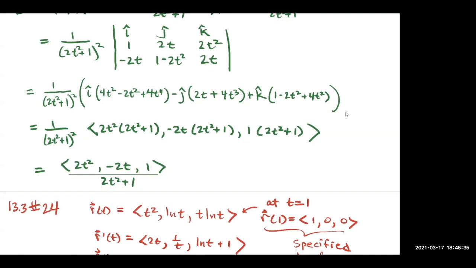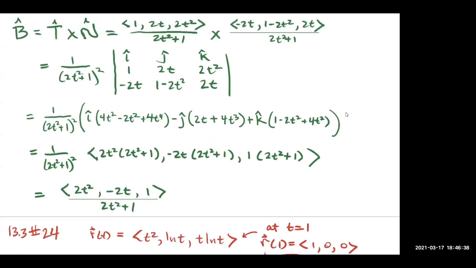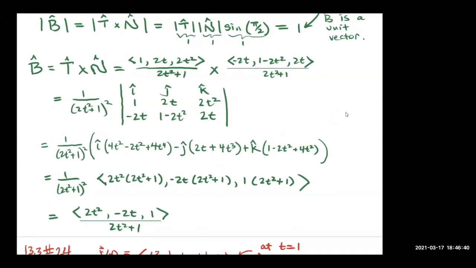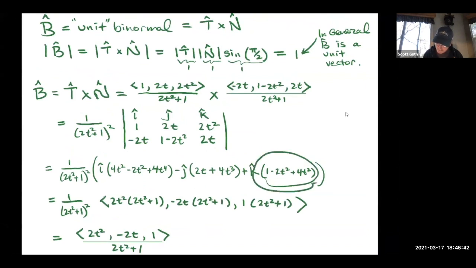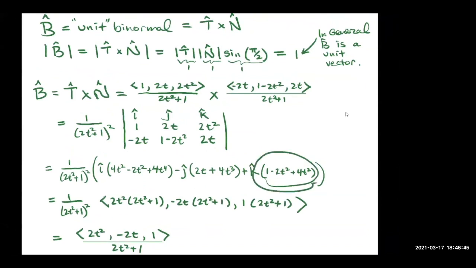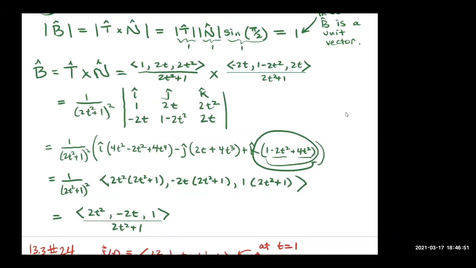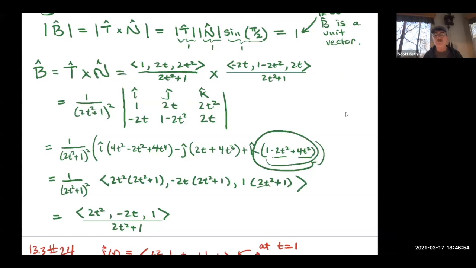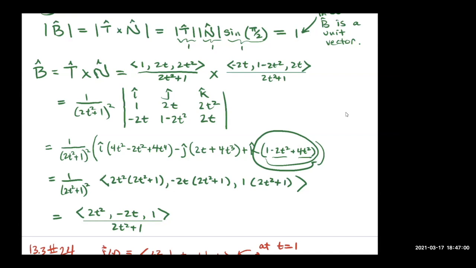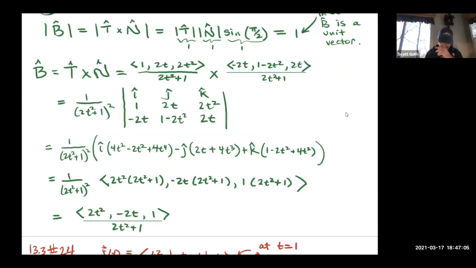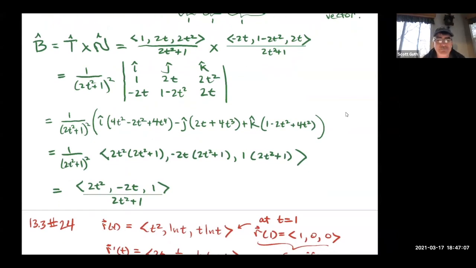Professor, how did you get the answer for the k hat? Okay, so you're going back to this? Yeah, and then the answer below it. Well, I mean, it just simplifies, right? 4t squared minus 2t squared is 2t squared. Okay, I got it. Now I got it. Sorry. No worries. Anybody else?